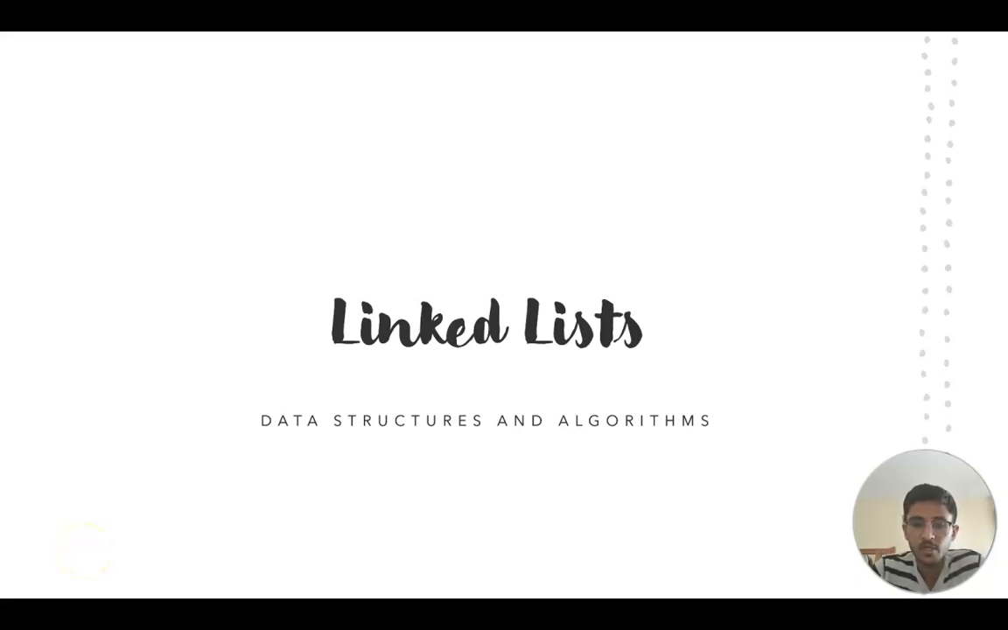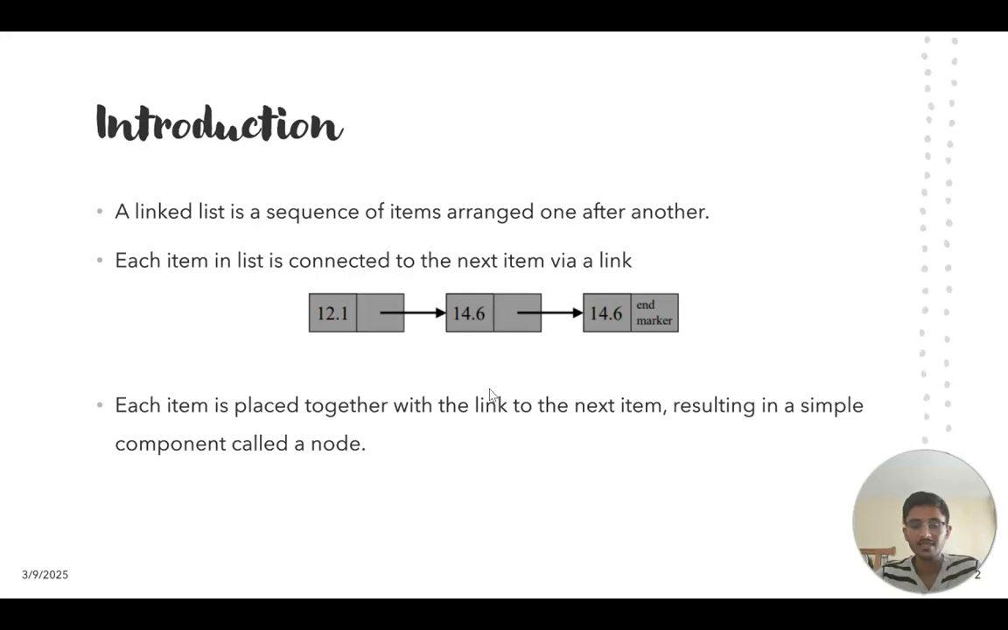In today's video, we are going to go over what linked lists are and how they are such an essential data structure. Let's start. So, linked list. A linked list is a sequence of items arranged one after the other. Each item in the list is connected to the next item via a link. As you can see, each of these blocks over here are connected to each other using this arrow mark. And this is a link that connects each of these data structures, each of these points to the other.